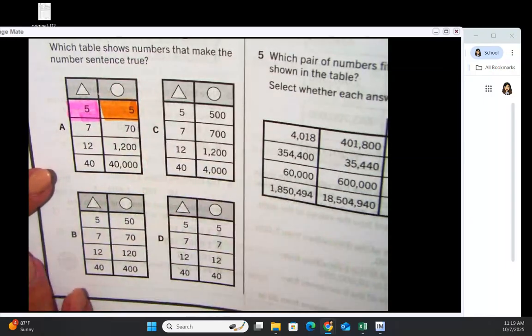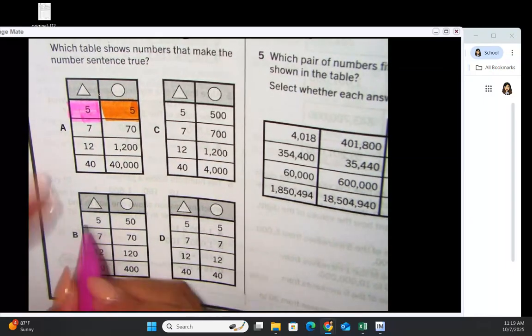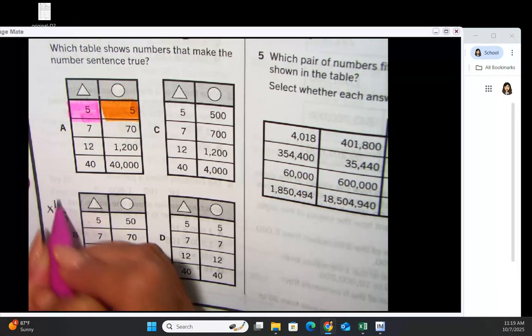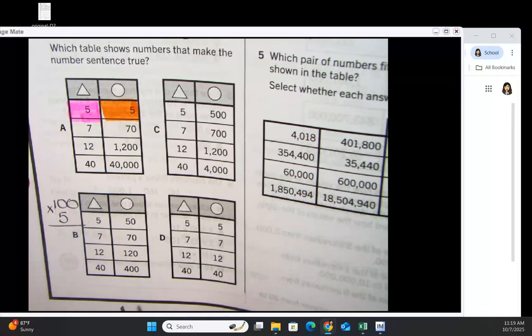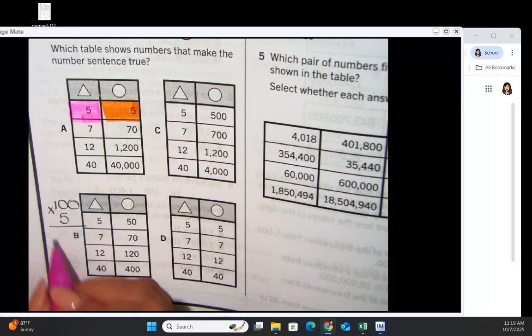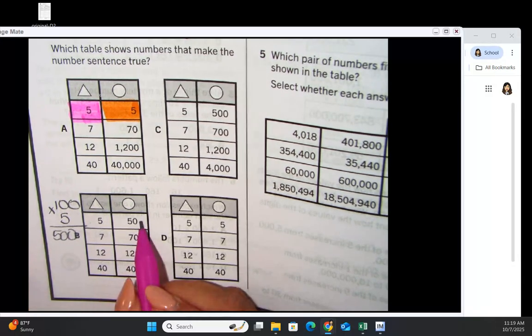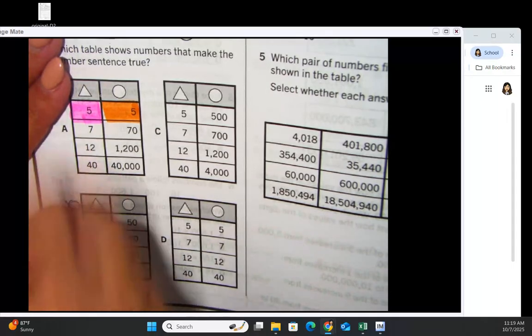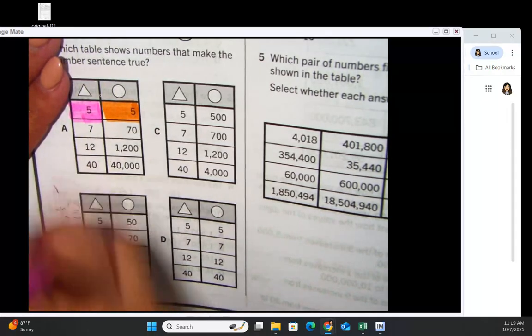Let's look at letter B. Triangle times 100 equals circle. Okay, well, let's see my triangle. Triangle times 100. How much is 100 times 5? 500. So then, am I okay choosing this one as my answer? No, because this tells me that it should be 50. So, bye, Felicia. Letter B is wrong.